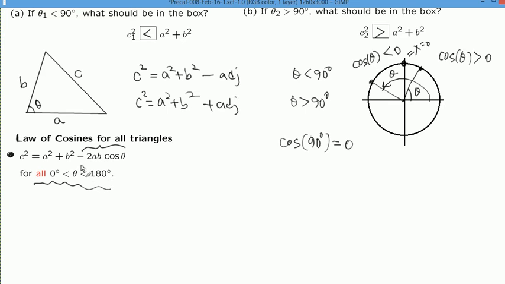So you don't have to do anything special about this ab term. Just obey whatever cosine value you have from the calculator. Stick it in there, positive as it is positive, negative as it is negative, and then this will always work. This is known as the law of cosines. This is how you're going to remember the law of cosines.